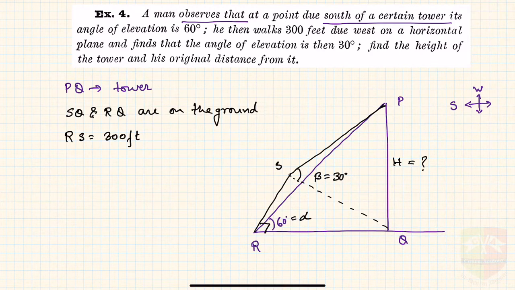I hope the figure is clear. I will do one more thing. I will just shade this ground surface so that you can understand that this is the ground surface. So this triangle is on the ground, lying on the horizontal ground. And triangle RQP and triangle PSQ are in the vertical plane.